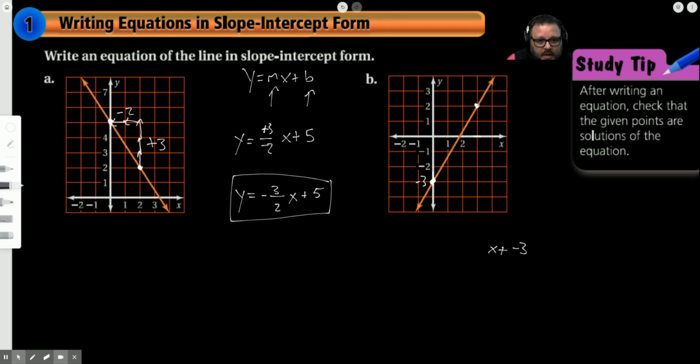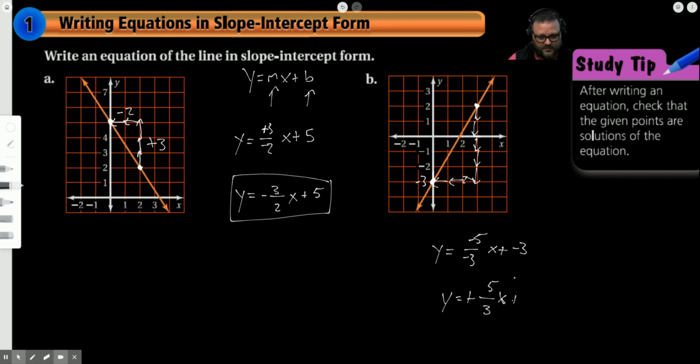So now I'm going to go down 1, 2, 3, 4, 5 times. Down 5 times. And then I'm going to go left 1, 2, 3 times. And I get y equals this. Now I've got to simplify. So y equals a negative divided by a negative is a positive. 5 over 3x.